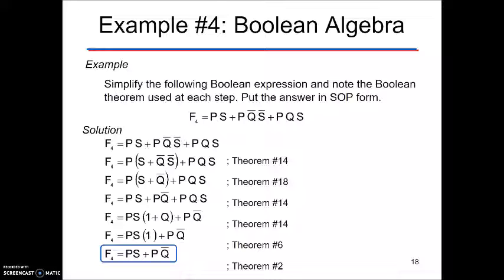So we start out by using theorem 14. Theorem 14 allows us to simplify to P and S or Q naught S naught or PQS. Then by applying theorem 18, we have P and S or Q naught or PQS. We can then go further using theorem 14 twice, which is going to result in PS(1 and 1 or Q) or PQ naught. Moving to theorem 6, we then get PS1 or PQ naught, which then results in us using theorem 2 to get our final solution of PS or PQ naught.